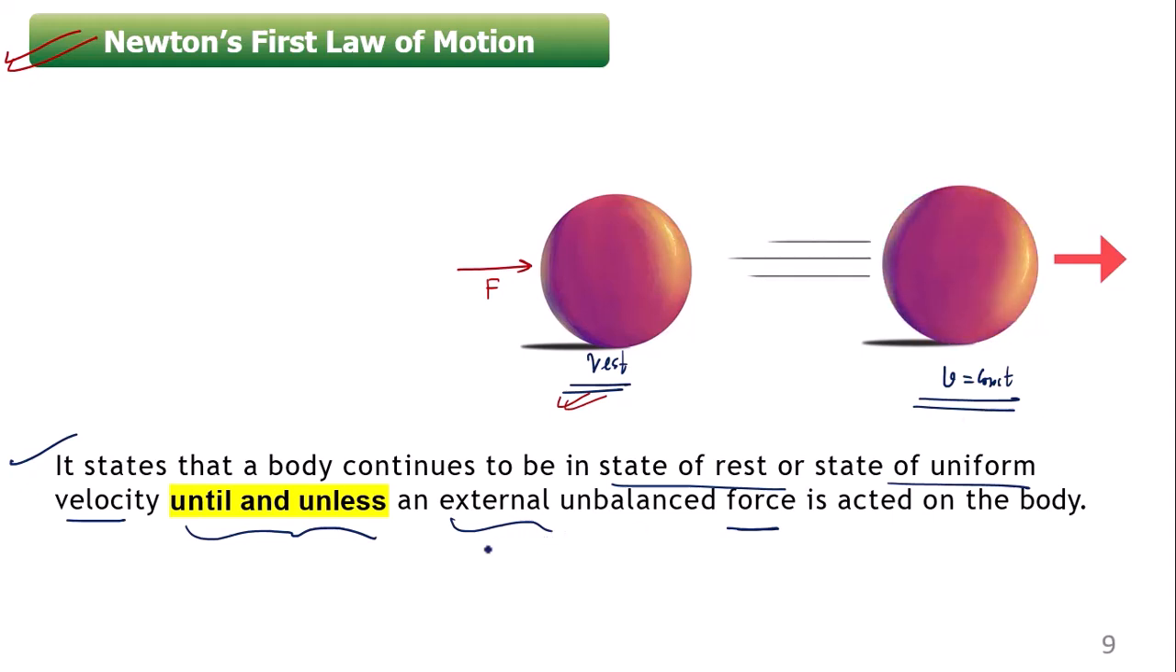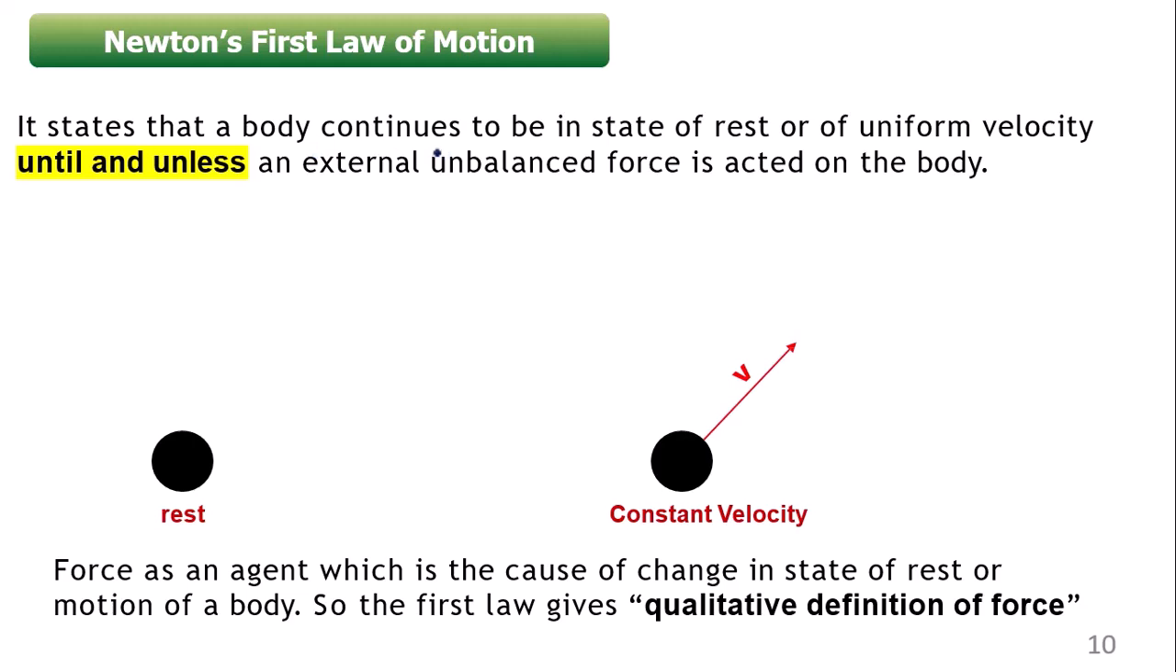This is defined as inertia. It states that the body continues to be in a state of rest, or it may move with constant velocity, until and unless we apply any kind of external force. So this statement basically gives a qualitative idea about the force. That means, what is force? Whenever I see an object which is at rest, my conclusion is that no force is acting on that object. And if I see an object moving with constant speed, then you must consider that there are also no forces acting on that object.